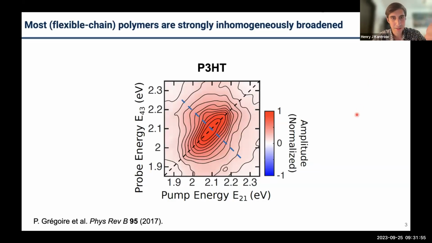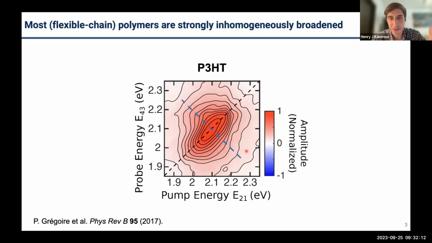As many of you may be aware, a lot of the work that has been done on conjugated polymers with 2D spectroscopy has shown that in most cases, flexible chain polymers, which have been primarily studied using 2D spectroscopy for historical reasons, are typically largely inhomogeneously broadened.